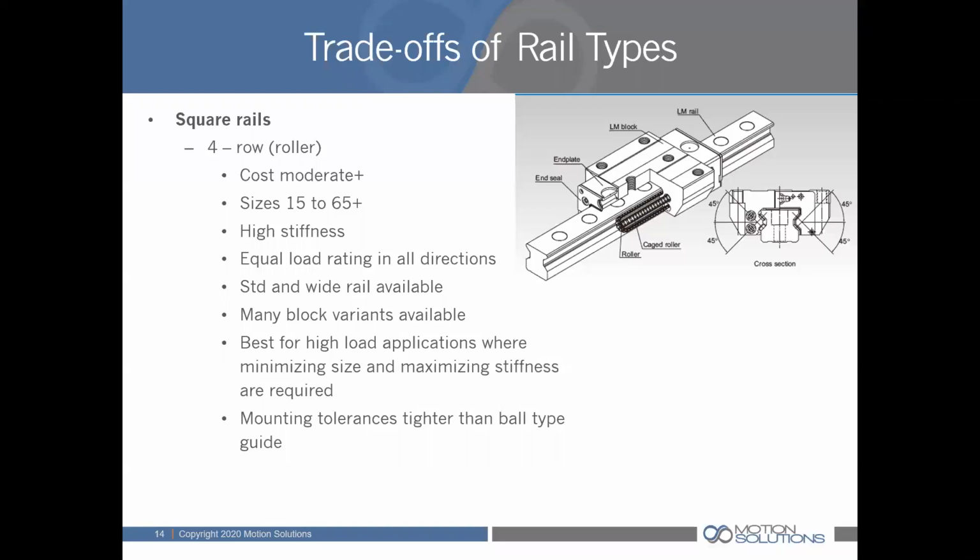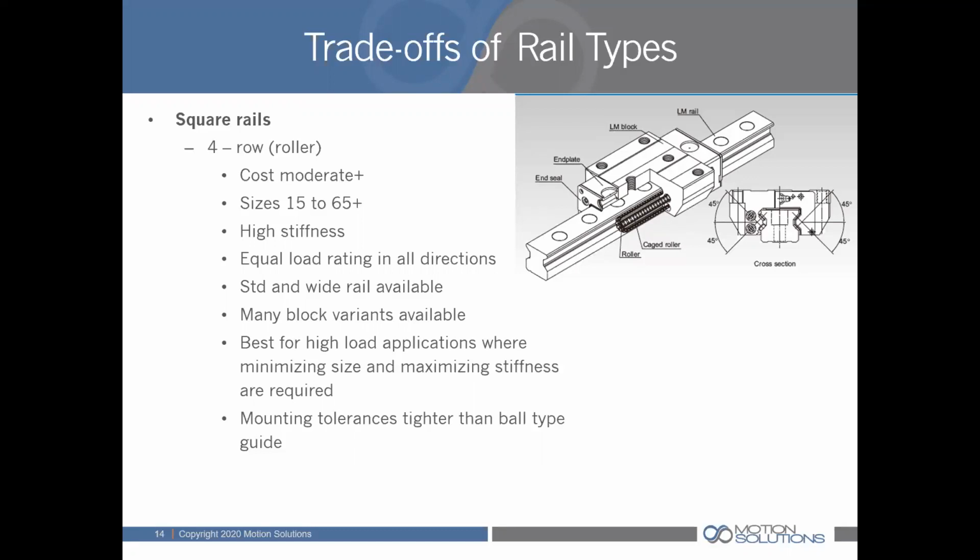You're going to pay a little bit more for recirculating roller type bearings than you will for recirculating ball types. These do have the various block types available. And one thing to keep in mind though, because the bearing is stiffer, you have tighter mounting tolerance requirements. We'll talk a little bit more about that, but not meeting your mounting tolerance requirements is one of the biggest issues I see with applications. So make sure when you're selecting the bearings, especially a roller type, that you look at those mounting requirements.